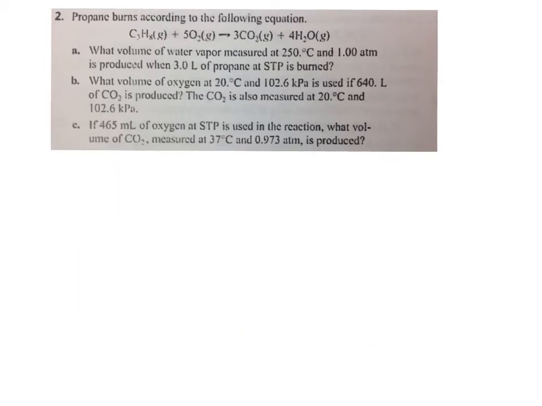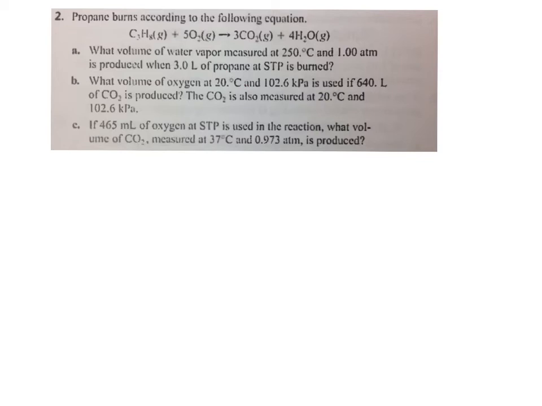Part B says what volume of oxygen at 20 degrees Celsius and 102.6 kilopascals is used if 640 liters of CO2 is produced, and the CO2 is also measured at the same temperature and pressure. The key term there is same temperature and same pressure. So we know that the only thing that's varying is the number of liters or moles. So in this problem, this can be a lot faster since temperature and pressure are kept the same, and volume and number of moles are going to change.